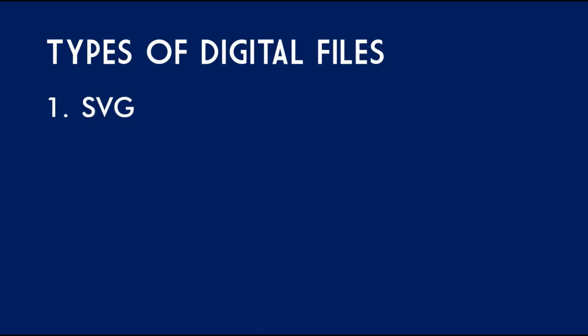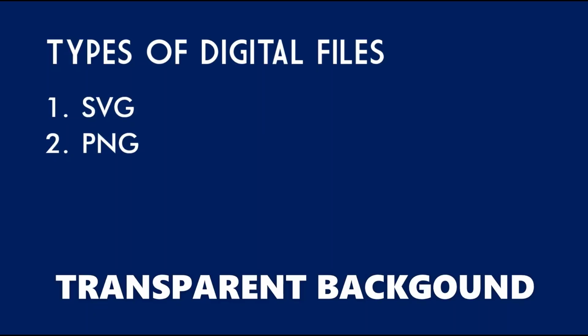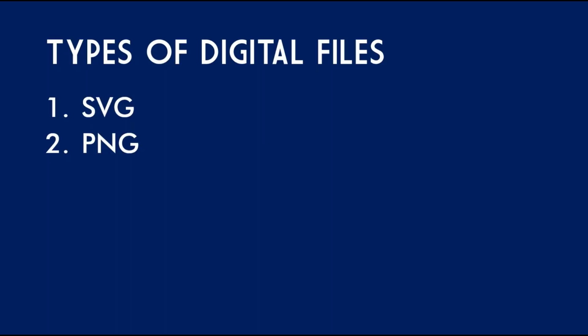The second type of file is a PNG file. These are really good for if you're making like t-shirts or coffee mugs or some sort of print on demand item. And the reason a PNG file works is because a PNG file has a transparent background. So you can throw that design onto a t-shirt, and then whatever color the t-shirt is, it's just the text or just the image that will be on the t-shirt. You won't have a white background unless you choose to have that.